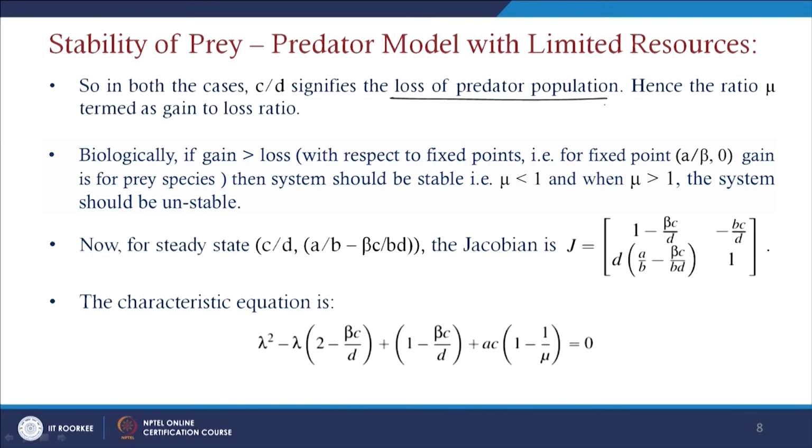This means we can conclude that the ratio mu is biologically termed the gain to loss ratio. If gain is greater than loss, then the system should be stable. So, when mu is less than 1, gain is always greater than loss, and we will have a stable condition. But if the value of mu is greater than 1, then the system is unstable.